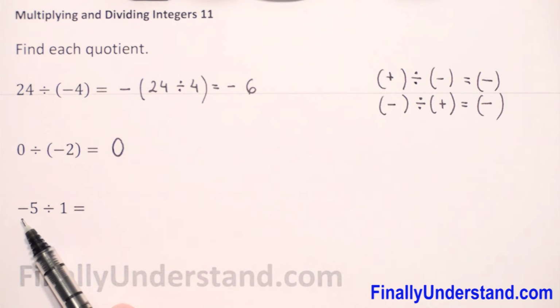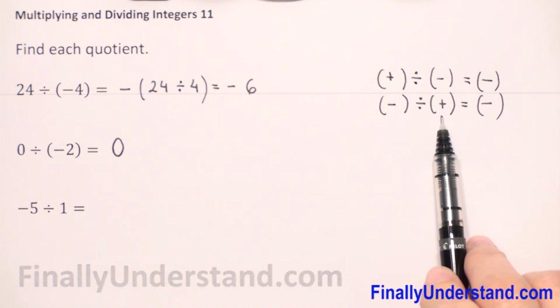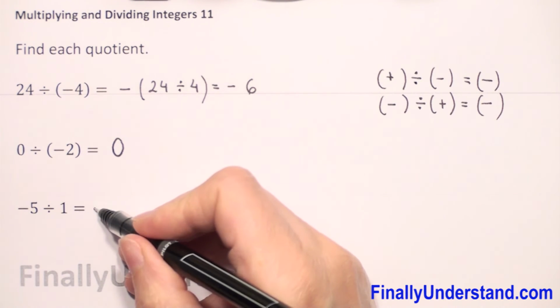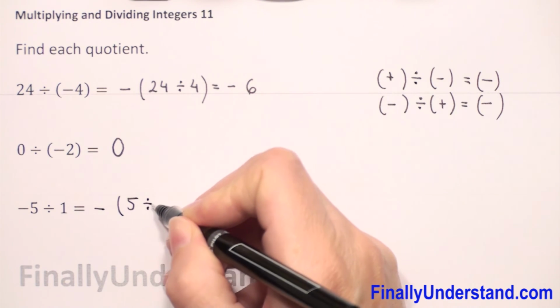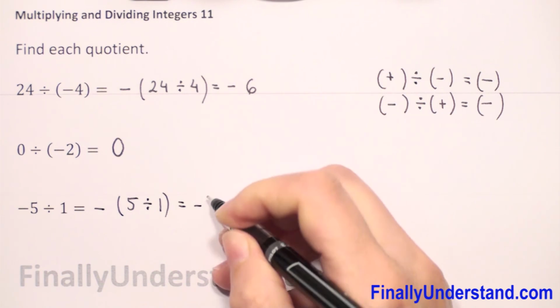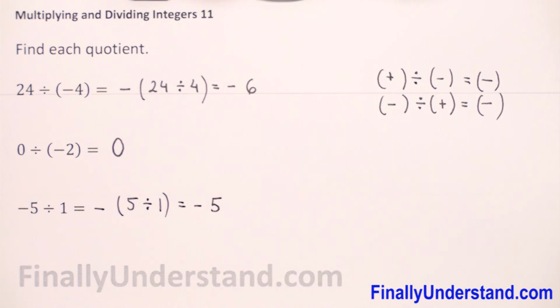Last example, we have negative number, negative 5 divided by 1. Negative divided by positive gives me a negative sign. And I have 5 divided by 1. So negative sign we have to rewrite. 5 divided by 1 is 5. So the answer is negative 5. This is my solution.